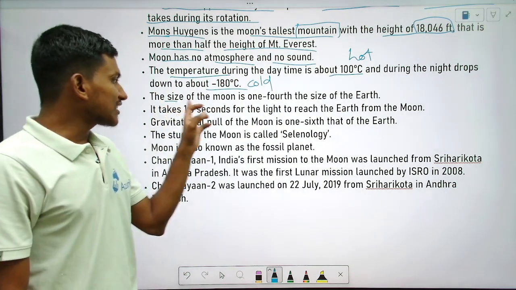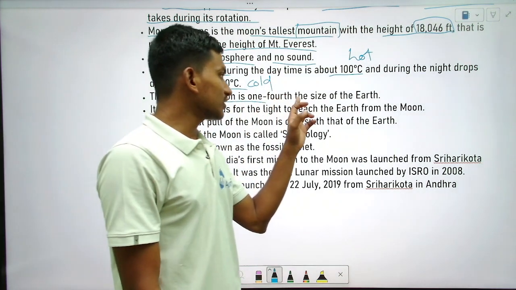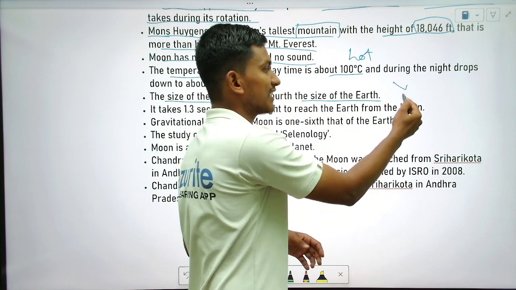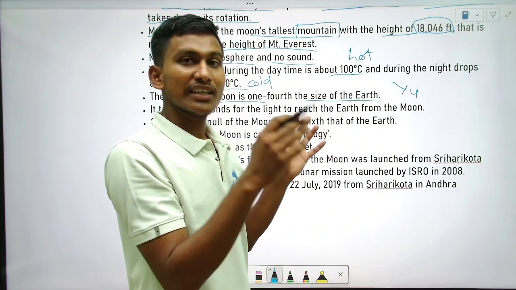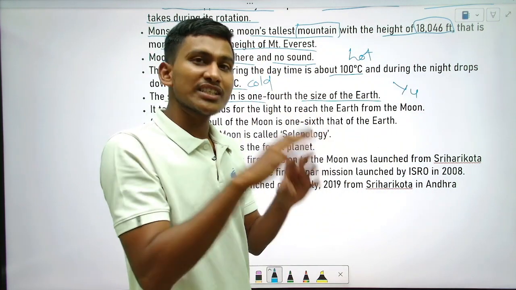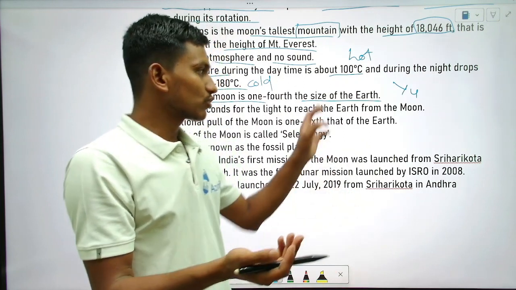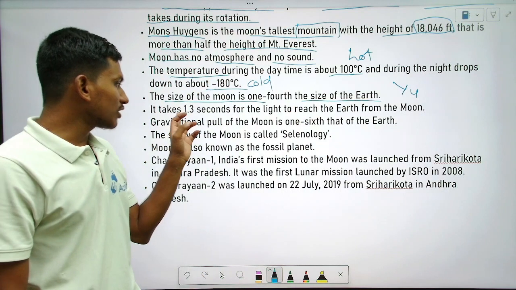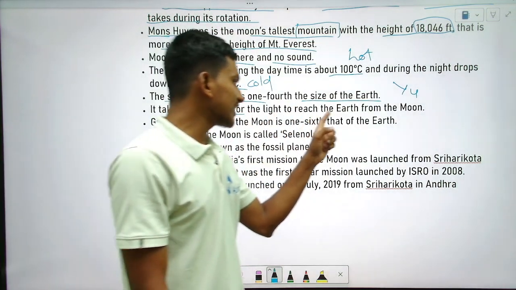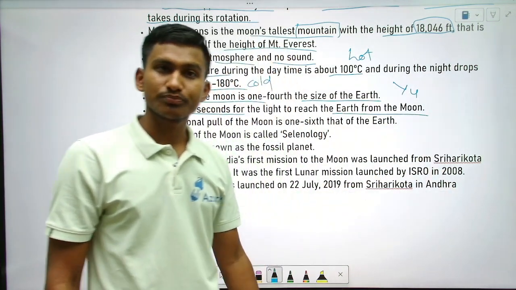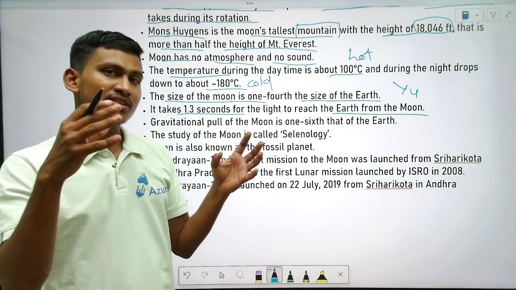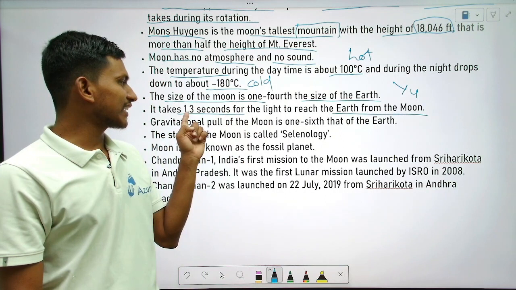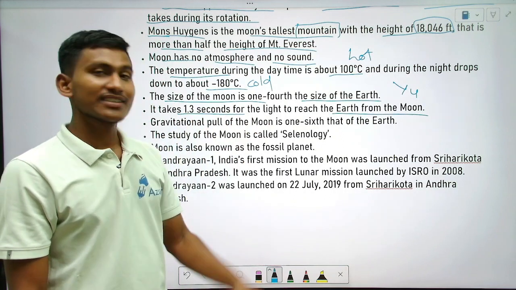Now, the size of the moon is 1/4 the size of the earth. How much? 1/4 means if it is 100 rupees, 1/4 is 25 rupees, like that. So the size is 25% of the earth. It takes 1.3 seconds for light to reach the earth from the moon. So from the moon to the earth it takes how many seconds? 1.3 seconds.